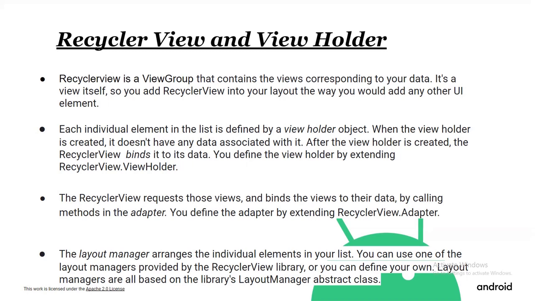You define the ViewHolder by extending RecyclerView.ViewHolder. The RecyclerView requests those views and binds the views to their data by calling methods in the adapter. You define the adapter by extending RecyclerView.Adapter. The layout manager arranges the individual elements in your list. You can use one of the layout managers provided by the RecyclerView library, or you can define your own layout manager, all based on the library's LayoutManager abstract class.